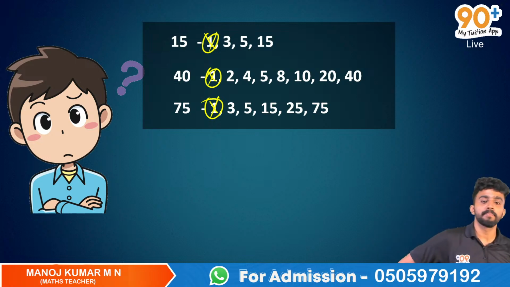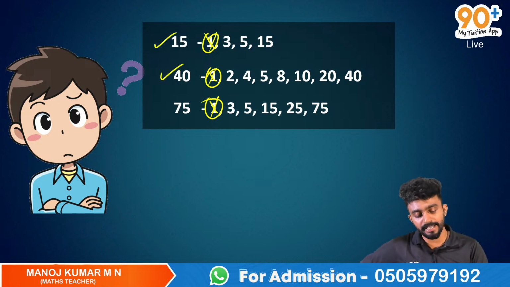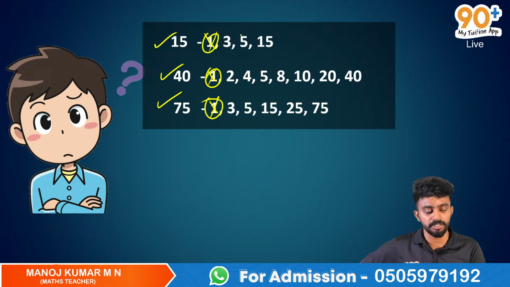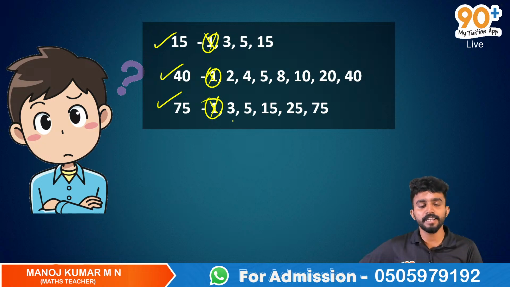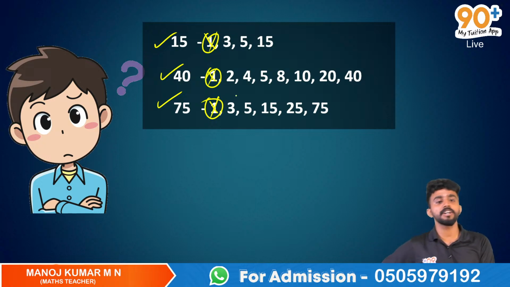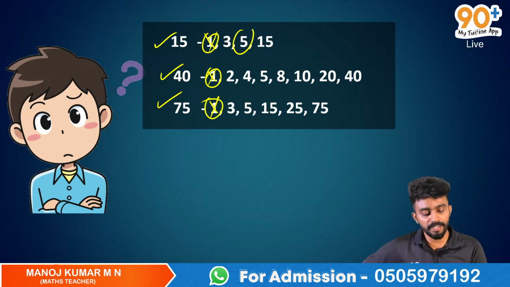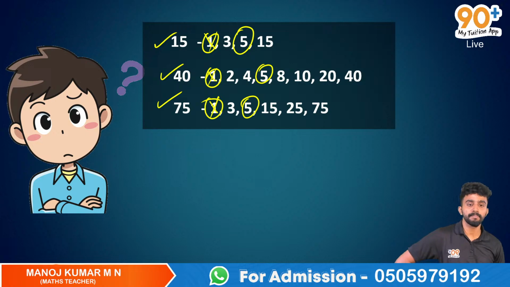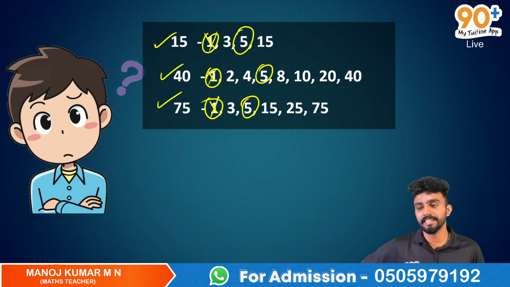Lowest common multiple for 15, 40 and 75. If you consider 3 different numbers, the LCM for 15, 40 and 75 is none other than 5. Guys, why didn't we take 3? Some of you have commented 3. Because 3 is not there for 40, isn't it? 3 is there for 75, 3 is there for 15. But since 40 is also there, we can't take 3. We have to take the number 5. The number 5 is the lowest common multiple for 15, 40 and 75.